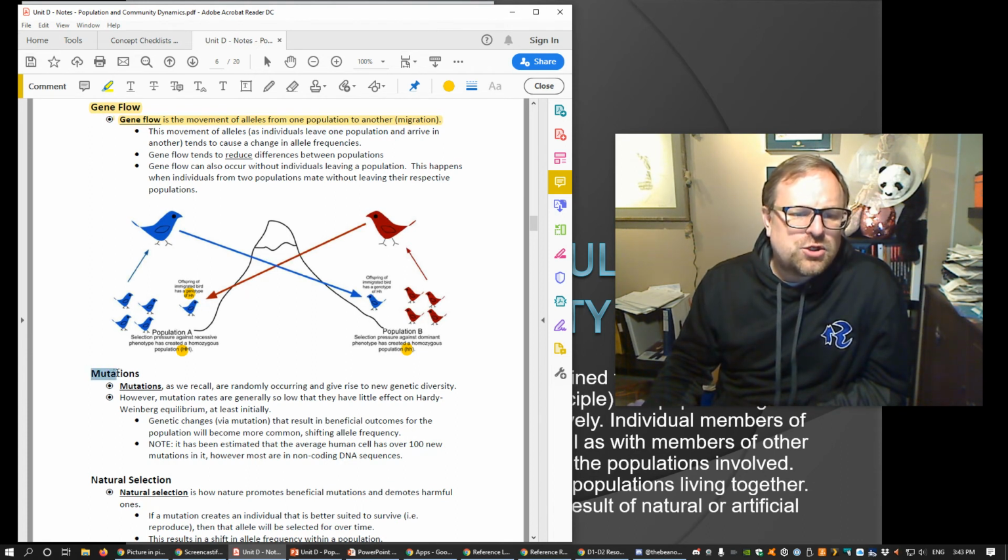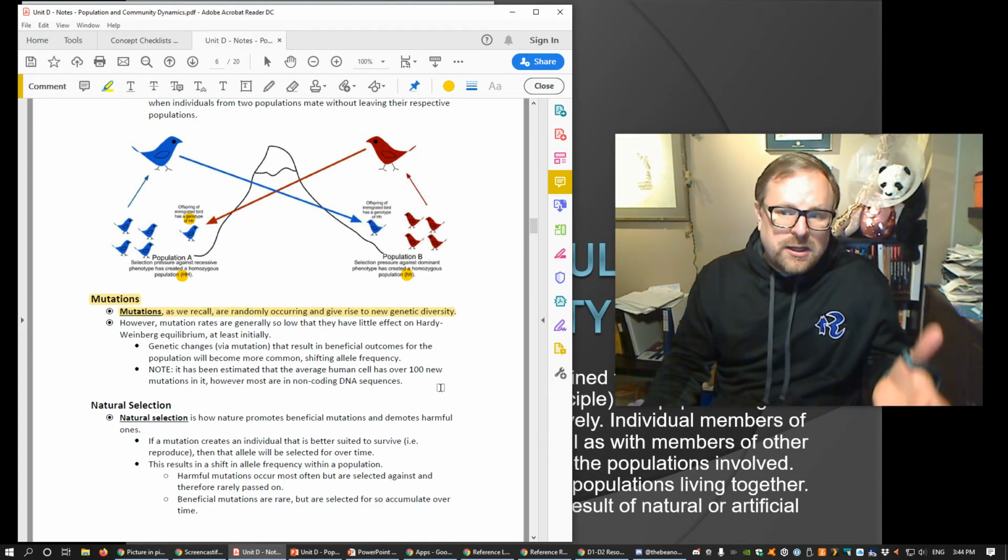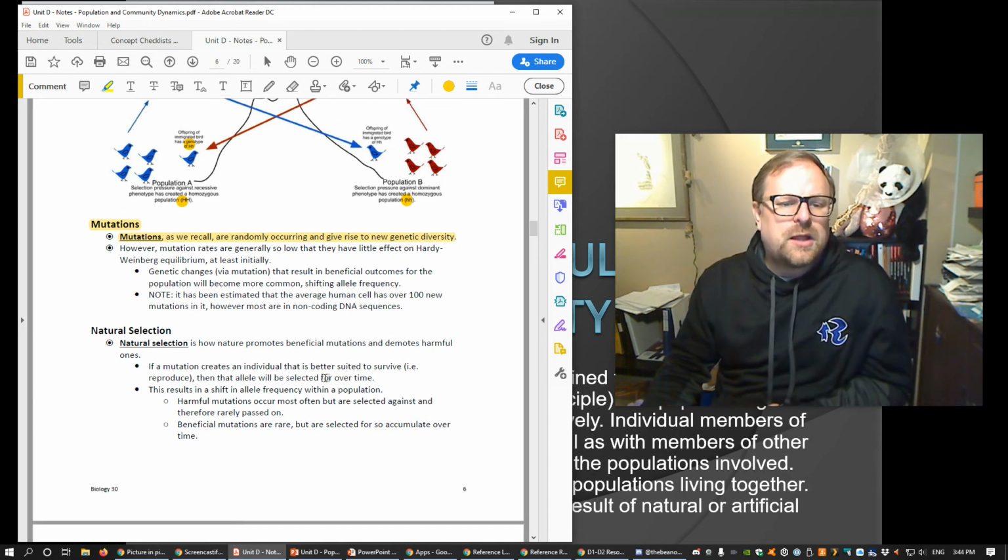The next thing that can change a gene pool are mutations, which we know to be randomly occurring, giving rise to genetic diversity. That can result in a new allele being produced or something along those lines. That one should be relatively self-explanatory.